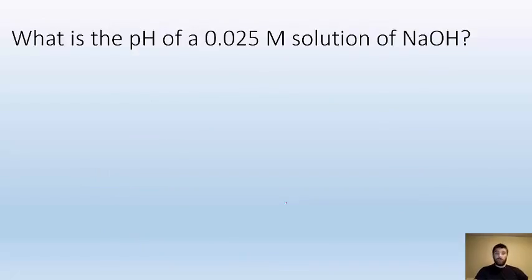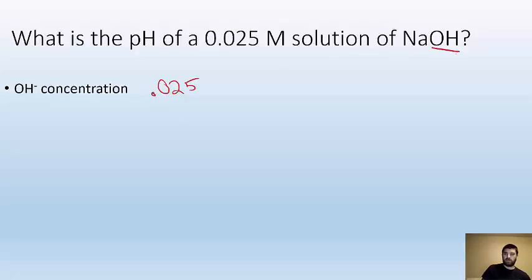So let's look at a practice problem. What is the pH of a 0.025 molar solution of NaOH? First, you have to figure out the OH minus concentration, which in this case is going to be the same thing. So it's 0.025 because I get one OH minus from each NaOH. Second, plug it into the pOH. So negative log of 0.025 is going to give me 1.6, which I think I had on the other page.